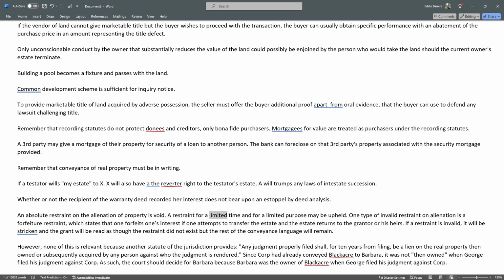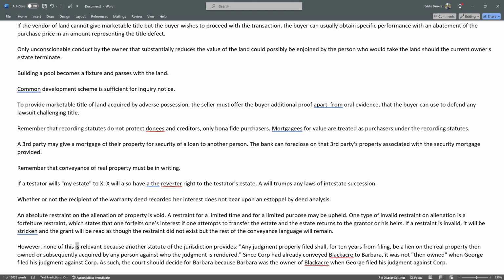A restraint for a limited time and for a limited purpose may be upheld. One type of invalid restraint on alienation is a forfeiture restraint, which states that one forfeits one's interest if one attempts to transfer the estate and the estate returns to the grantor or his heirs. If a restraint is invalid, it will be stricken and the grant will be read as though the restraint did not exist, but the rest of the conveyance language will remain.